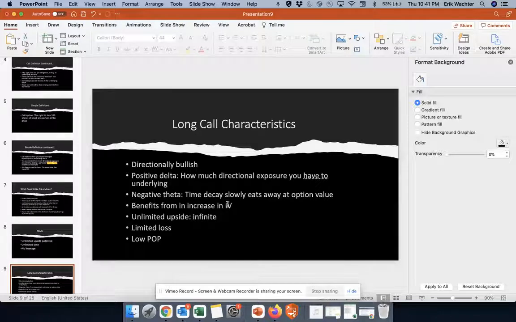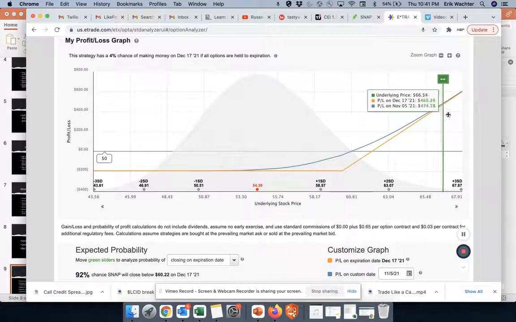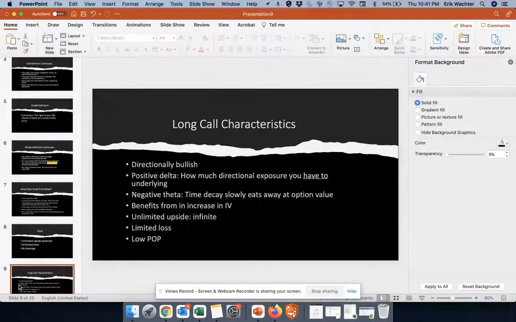Benefits from IV increase. So we talked about unlimited upside. Your call option can go up; if Snapchat keeps going up, we're going to keep making more and more money before the option expires. And that's similar to stock. The other thing is, we have unlimited upside, but we have a limited loss.